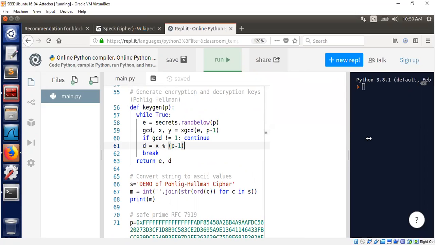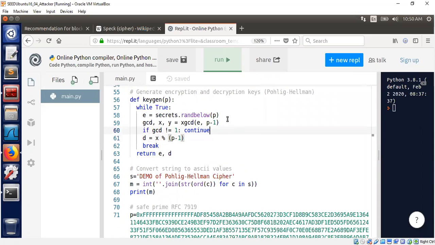I'll just hide this to create some space for us. We need an exponent E, the encryption exponent, a random number. In my demo, the group is Z_p star, so I pick a random number below p that becomes my exponent E. Then I need another exponent D. E and D must have an interesting relationship: E times D must be 1 mod p minus 1, otherwise you would not be able to decrypt.